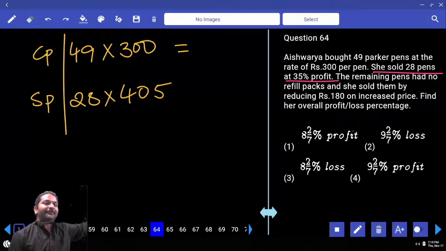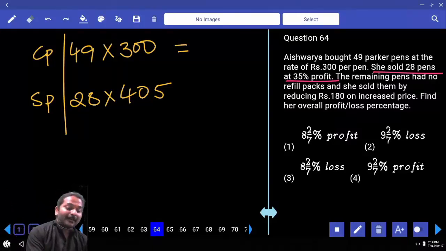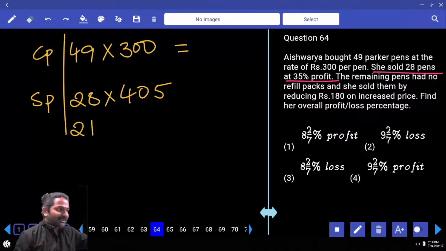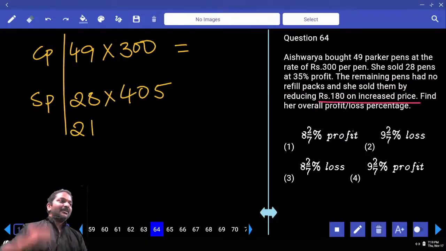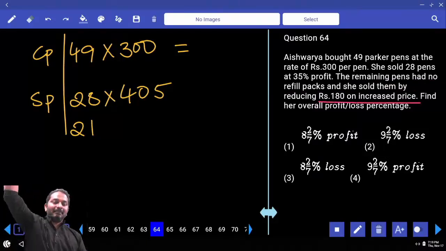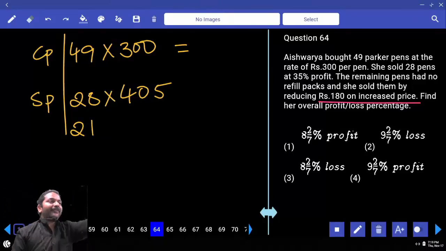Still, how many more pens do we have? Total pens are 49. Out of 49, how many were sold? Then the remaining are 21. We need to sell these 21 also. Then only we can calculate profit percent or loss percent. Now continue. The remaining 21 pens had no refill packs, and she sold them by reducing 180 on the increased price. What do you mean by increased price? 405. From 405, we have to subtract 180.